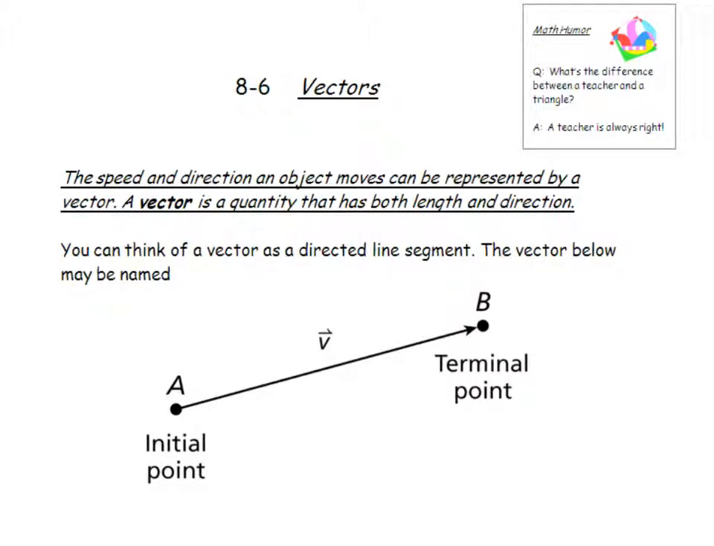8-6, all about vectors. And unfortunately, we have a repeat of our math humor.